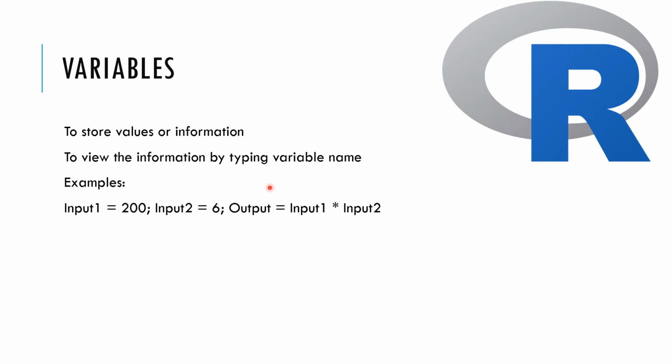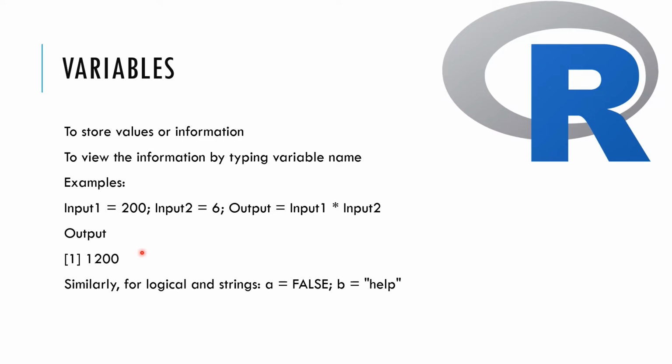Now you can see the example here. Input 1 is equal to 200 and input 2 is 6. So for the output, we can multiply input 1 by input 2 and then we get the result, which is 1200. 200 into 600 is 1200. So this is a very simple example of how we store a value in a variable and then how we use those variables to get a particular desired output.